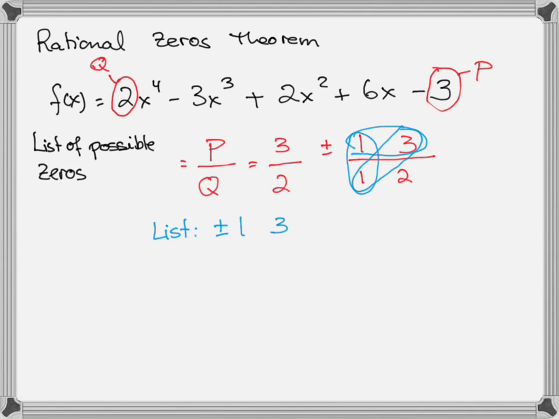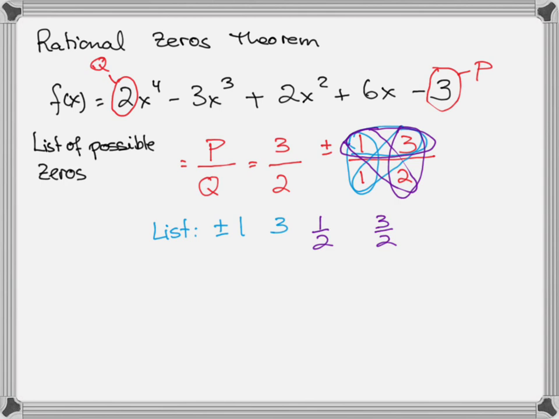Now I'm going to use purple, and I'm going to go to the top again. The factors of P are now being divided by the next factor in Q. So this becomes 1/2 and 3/2. Guys, are you with me? 1 over 1, 3 over 1. Then you go back to the top and do it all over again. Go with the next one. 1 over 2, 3 over 2. So this is your list of possible zeros.